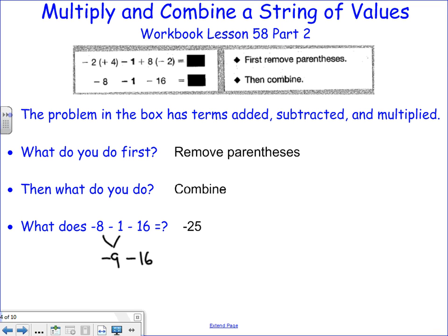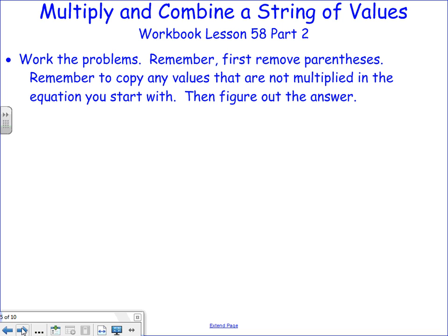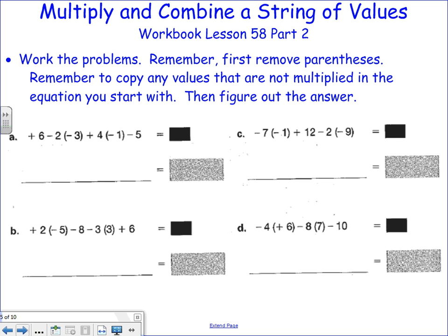Okay, flip to the next part here. Okay, on your workbook, you're going to work the problems. Remember, first remove parentheses. Remember to copy any values that are not multiplied in the equation you start with. Then figure out the answer. So this is what you should have on your workbook sheet.